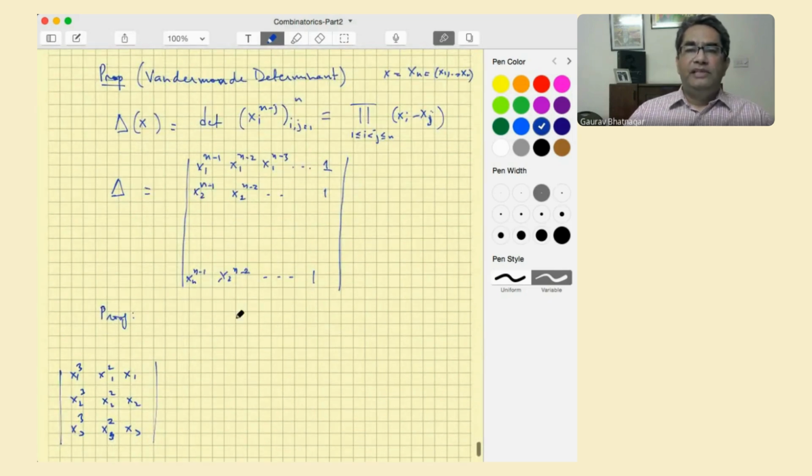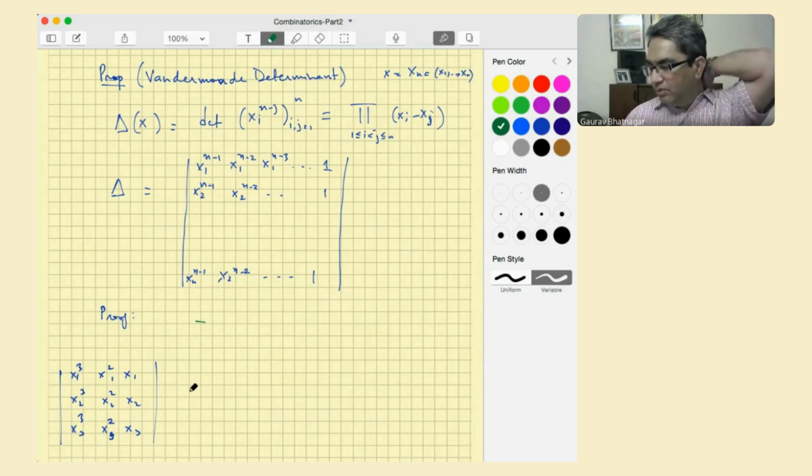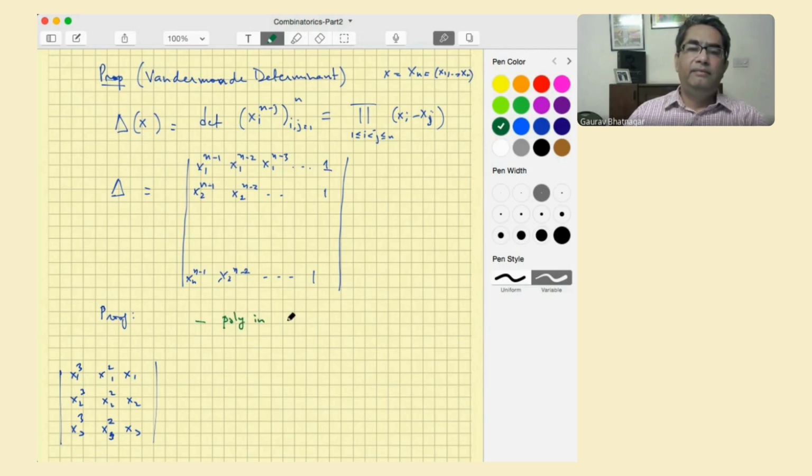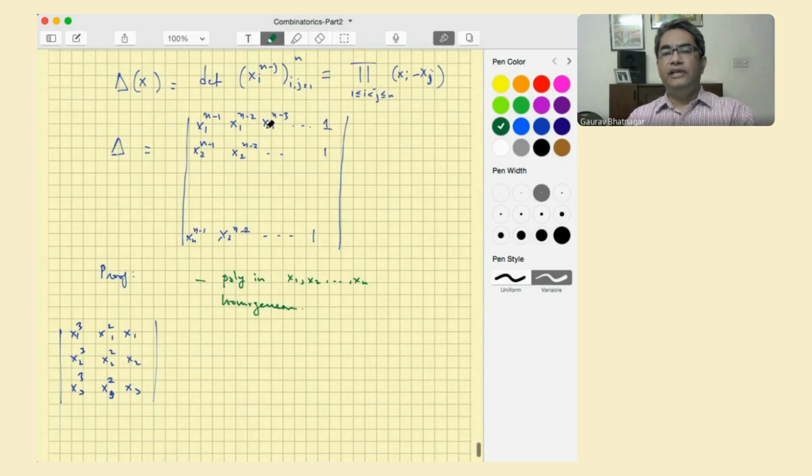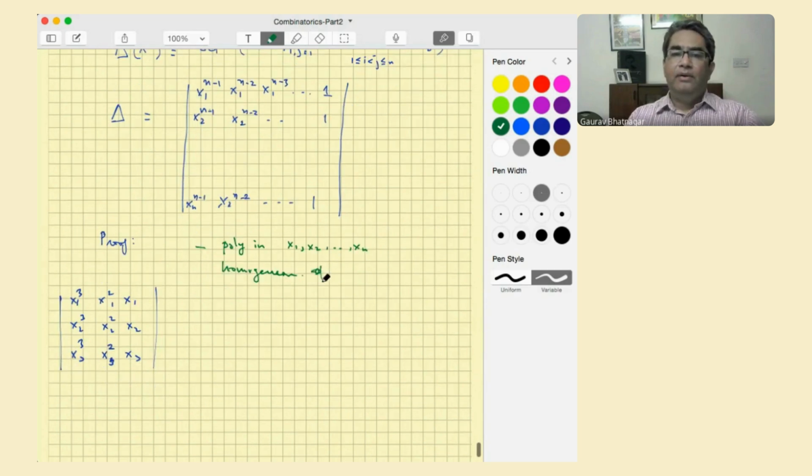All right. So the proof is as follows. You would have seen such examples in high school. But first of all, it's a polynomial in x1, x2, up to xn, this whole thing. And it is a homogeneous polynomial, because you're taking one from here, one from here, one from another row, and so on. So the degrees all add up, and it's of degree n choose 2: 1 plus 2 up till n minus 1, which is n choose 2.